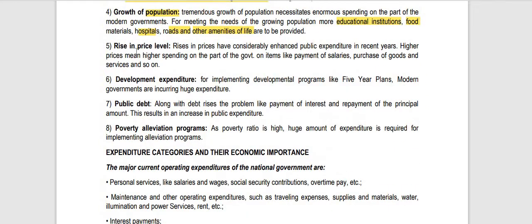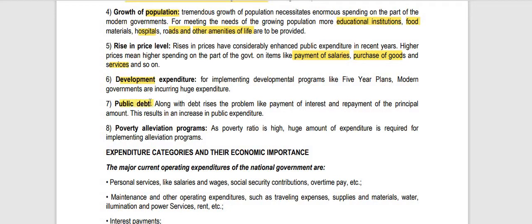Also, the rising of the price levels. So in order for us to consider the rising of the prices, pag mataas ang presyo, that would mean also an increase in the payment of salaries, increase sa pagpalit sa mga goods and services. So in order for us to pay for those, then we need to increase as we increase the level of the prices. Development expenditure, para asa man, meaning as again, as I mentioned, the build program.